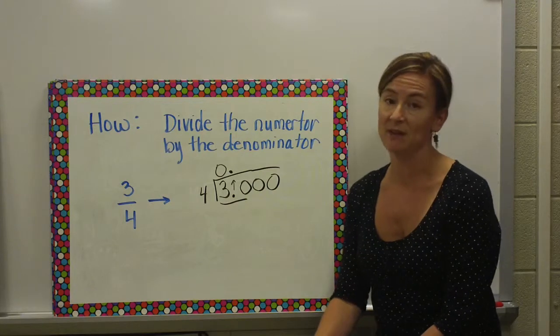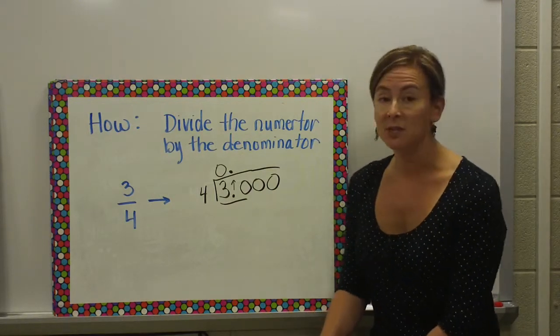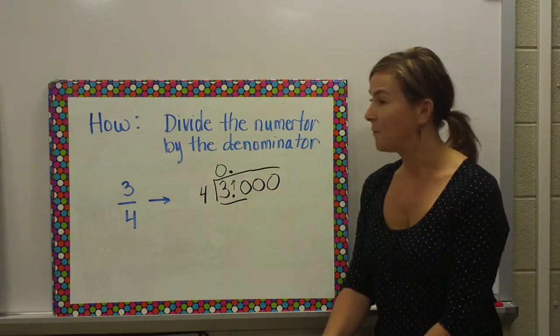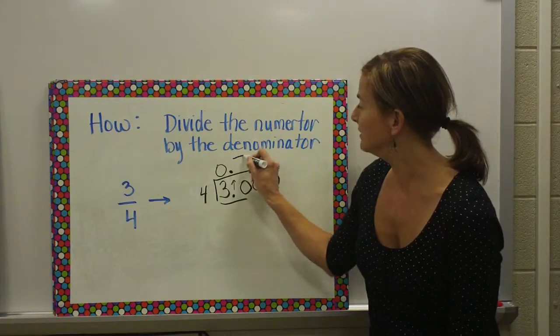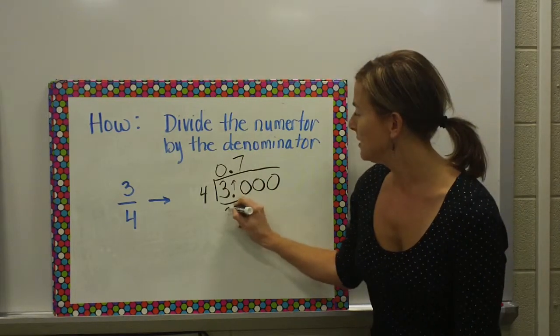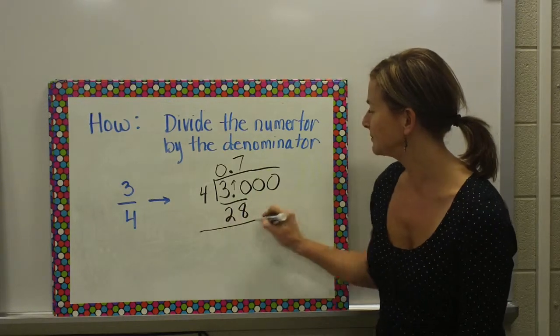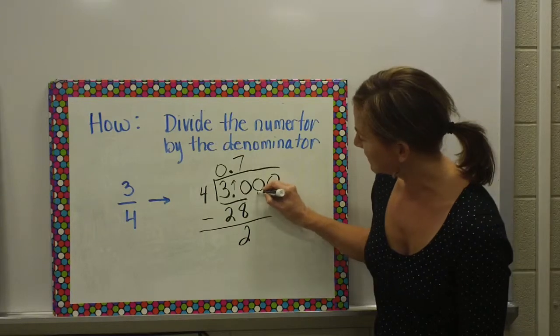I think, what times 4 is going to give me a number close to 30. Here's where knowing my math facts is really helpful. So I know that 4 times 7 is 28. I know that 4 times 8 is 32. So 8 would be too big. 7 is going to be the number that's going to work for me. 7 times 4 is 28. I'm left with 2, and I bring down my next 0.